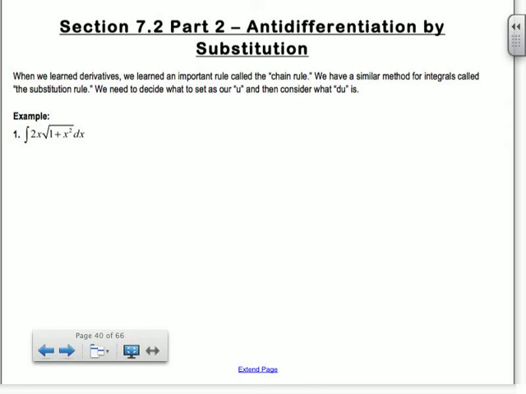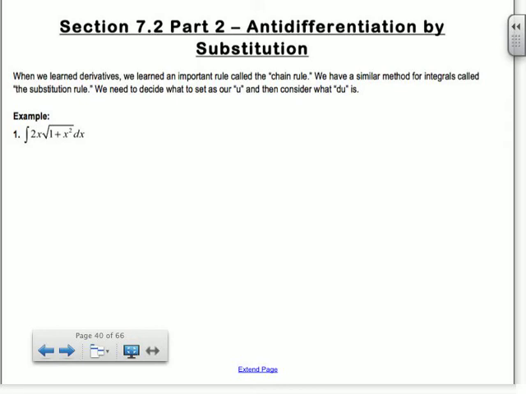All right, so when we learned derivatives, we learned an important rule called the chain rule. You remember when we had things under a square root or a bunch of junk raised to the 5th power, we'd let that part inside the parentheses be our inside part, so we'd always do the derivative of the inside at the end. Do you guys remember? So we have something very similar for integrals, which is called the substitution rule.